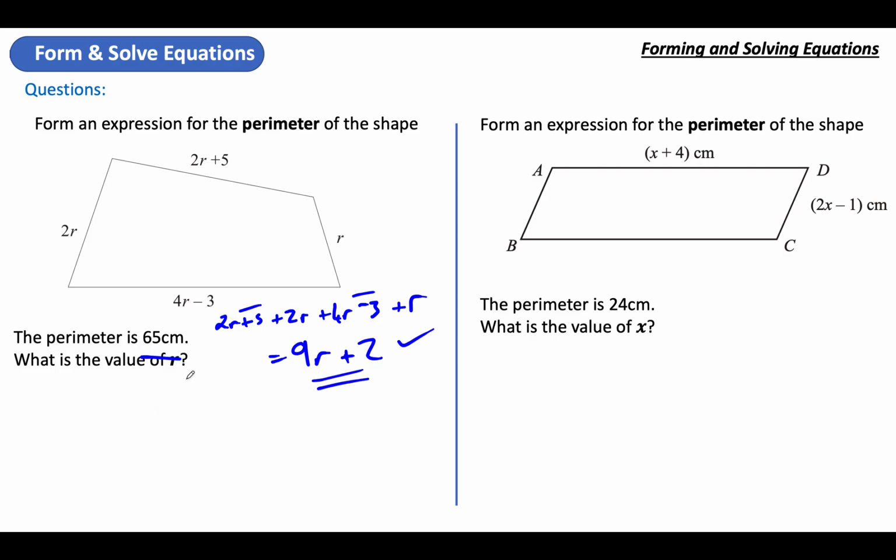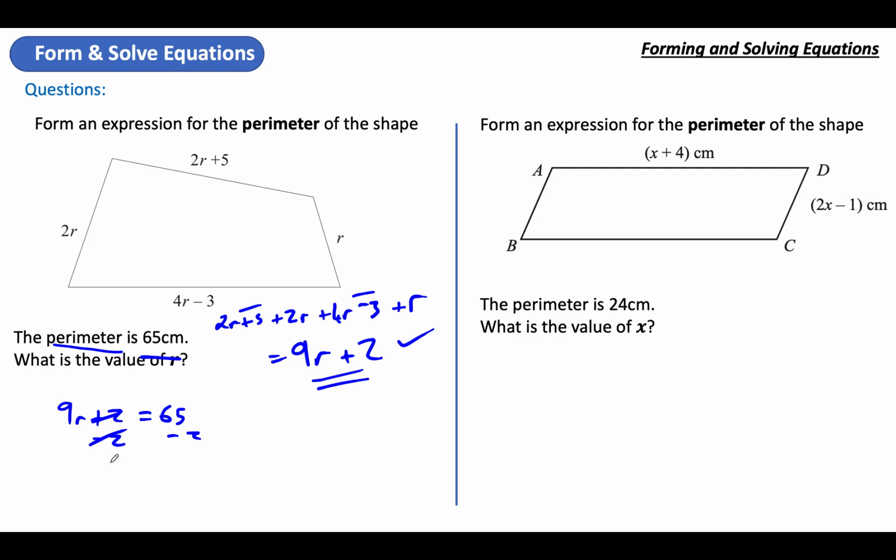New bit of information is that that must be equal to 65, because that is the perimeter. So 9r plus 2 equals 65, and solve. Deal with the number touching the letter last, so we'll take away 2 from both sides.